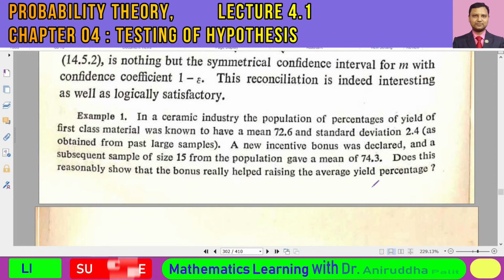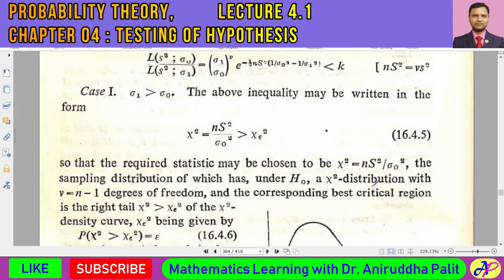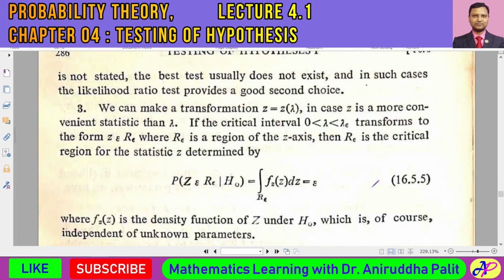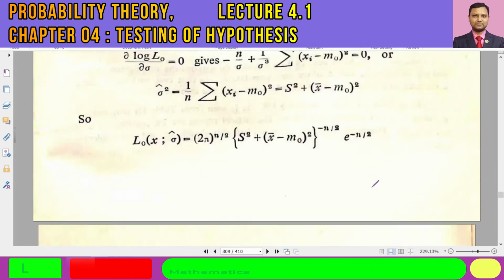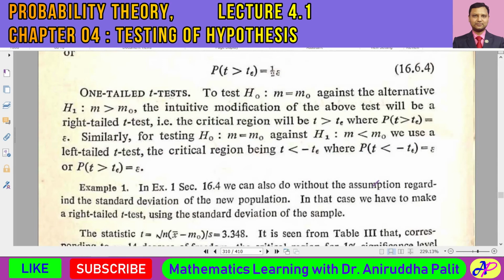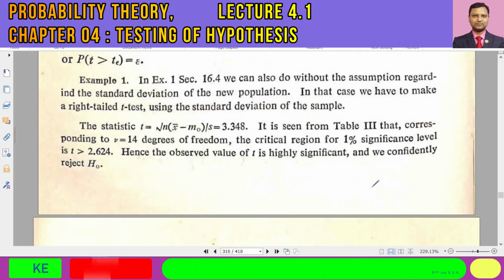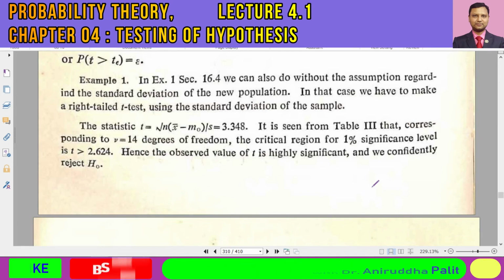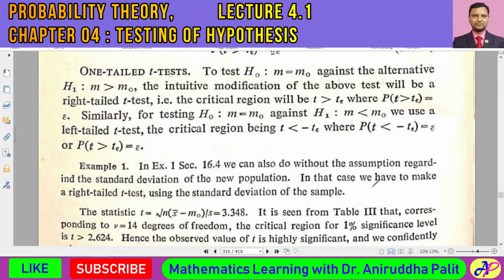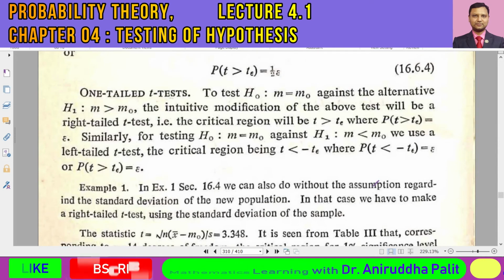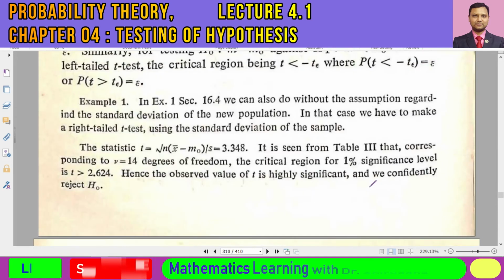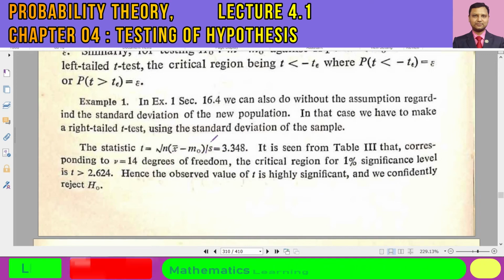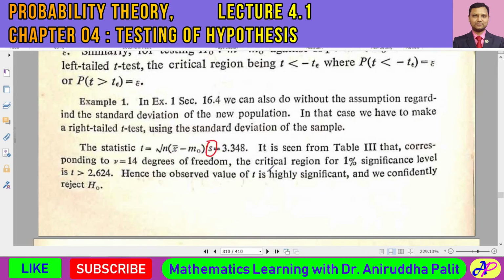I don't know whether in the next example such information is provided or not, but that should be provided. Then only we can solve this type of problem. Otherwise, the question is wrong. In that case, we have to make the right tail test using the standard deviation of the sample. Okay, fine. Where is the standard deviation of the sample? No such information is actually provided. I don't know. They have just computed this value of t statistic, but I think some step is missing in this book.